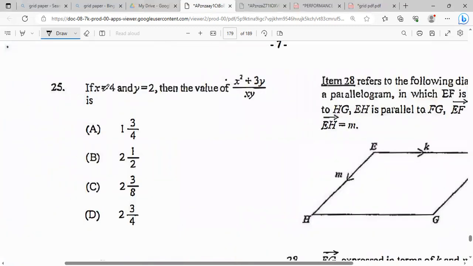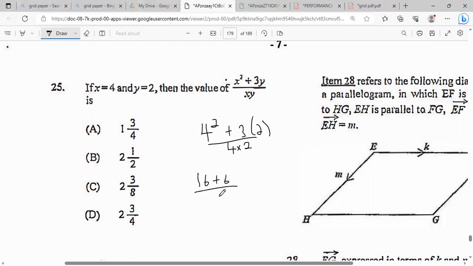All right, it says, given that x is equal to 4 and y is equal to 2, then the value of x squared plus 3y over xy. We know it's x squared, 4 squared, plus 3y, which is 3 times 2, over xy. So that's 4 multiplied by 2. So we square 4, we get 16. And then we multiply 3 times 2, gives us 6.